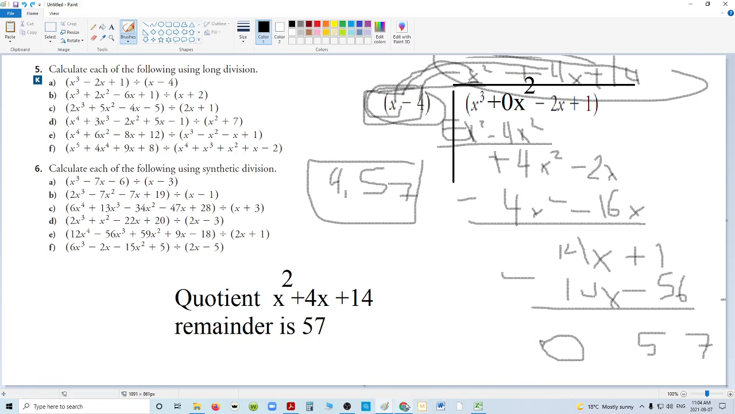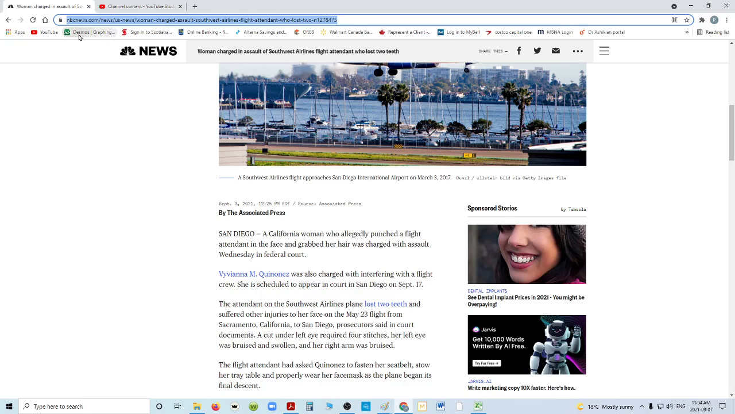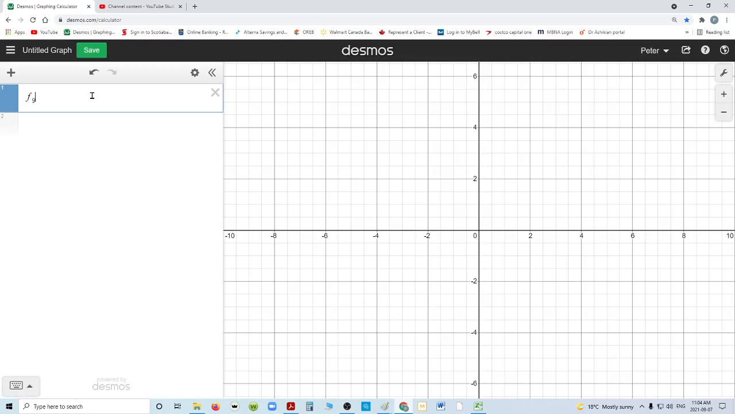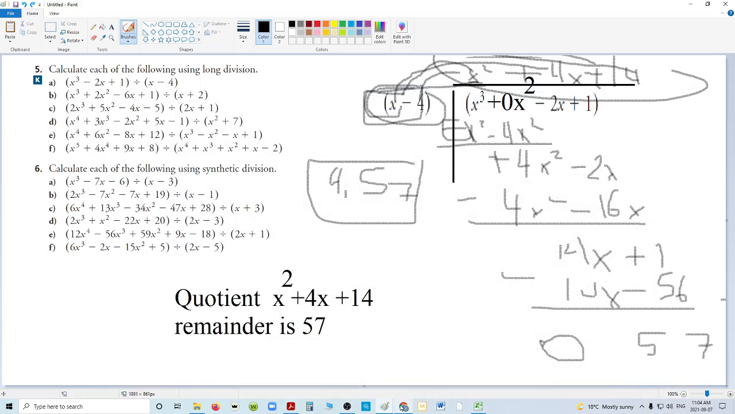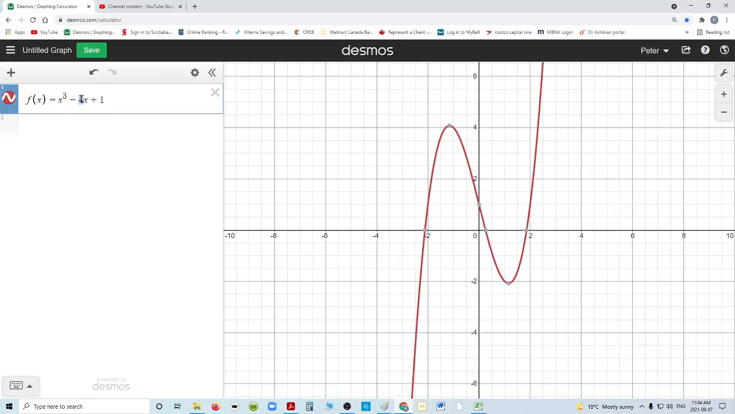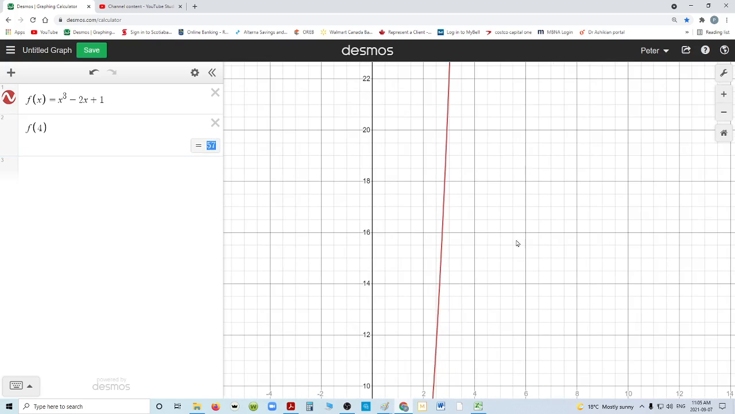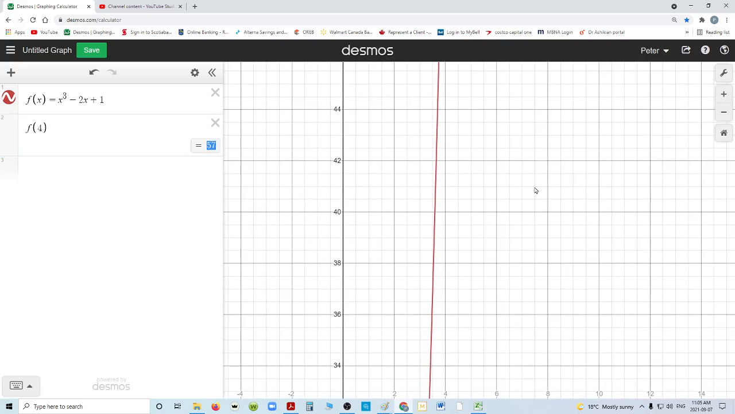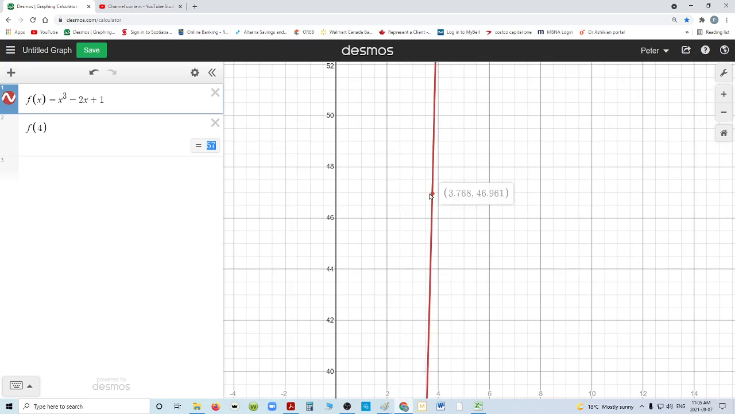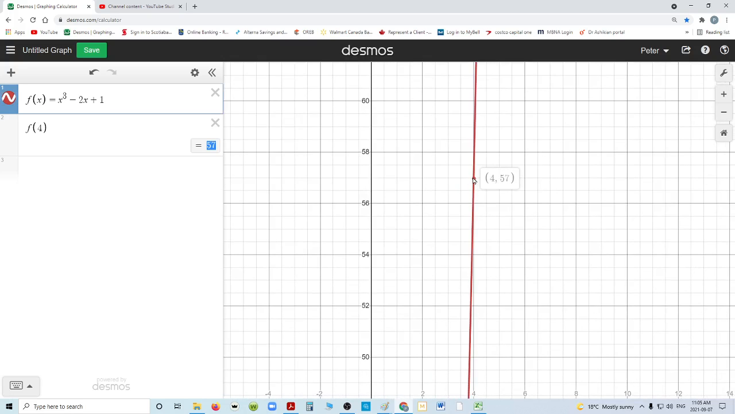f of x is equal to x cubed minus 4x squared minus 2x plus 1. Okay, let's see if we can find f of 4 on here. And sure enough, look at that. f of 4 gives me a y of 57. So that's kind of how it works: f of 4 didn't give me a result of 0 because it's not on the x-axis. Instead, it's way up here at 4, 57.